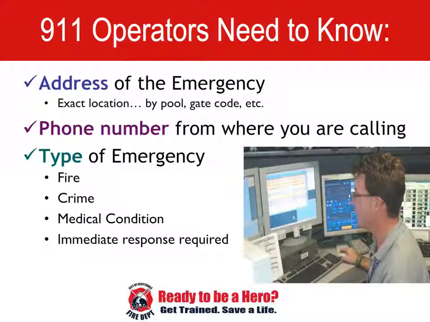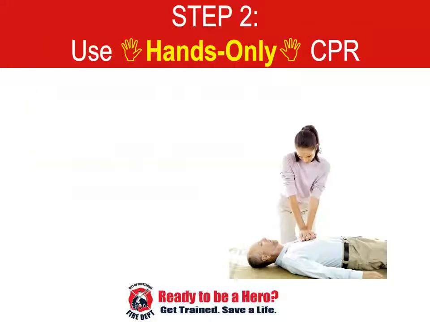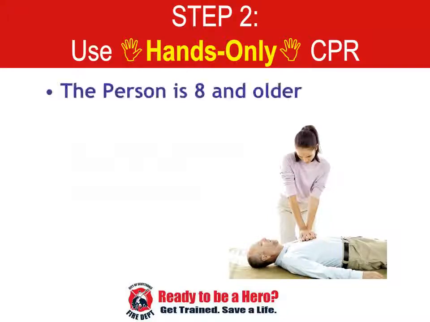Try to stay calm and answer the dispatcher's questions as thoroughly as you can so you can get the help you need. Step 1 is calling 911. Step 2 is administering Hands Only CPR. We use this technique when the person is at least 8 years old. The guideline is there because most kids under the age of 8 suffer from a respiratory event rather than a cardiac event. Remember, we do mouth-to-mouth CPR for respiratory events, and the compression-to-breath ratio is 30 compressions to 2 breaths.